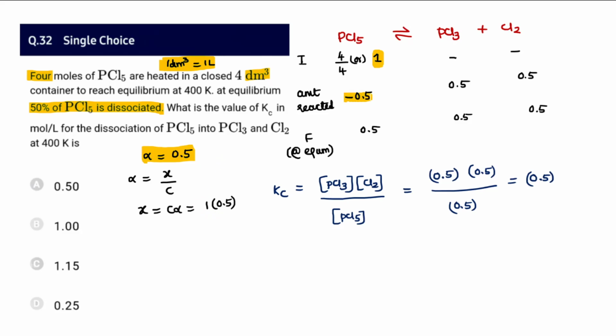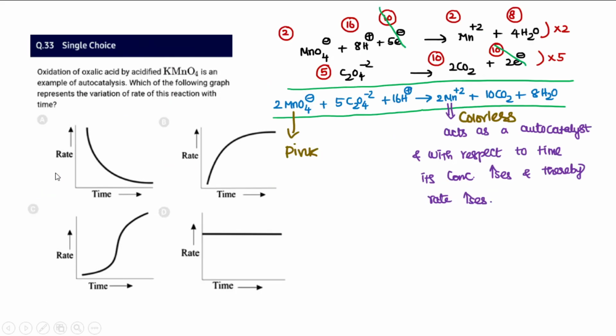Therefore the amount reacted is 0.5 and the amount that is produced at the same time will also be 0.5 and then 0.5. Finally at equilibrium, 1 minus 0.5 you are going to write as 0.5. 0 plus 0.5 you can write as 0.5. Here also 0.5 and then 0.5. Then taking the equilibrium constant expression and substituting it, we are getting 0.5. So option A. And 33, oxidation of oxalic acid by KMnO4.